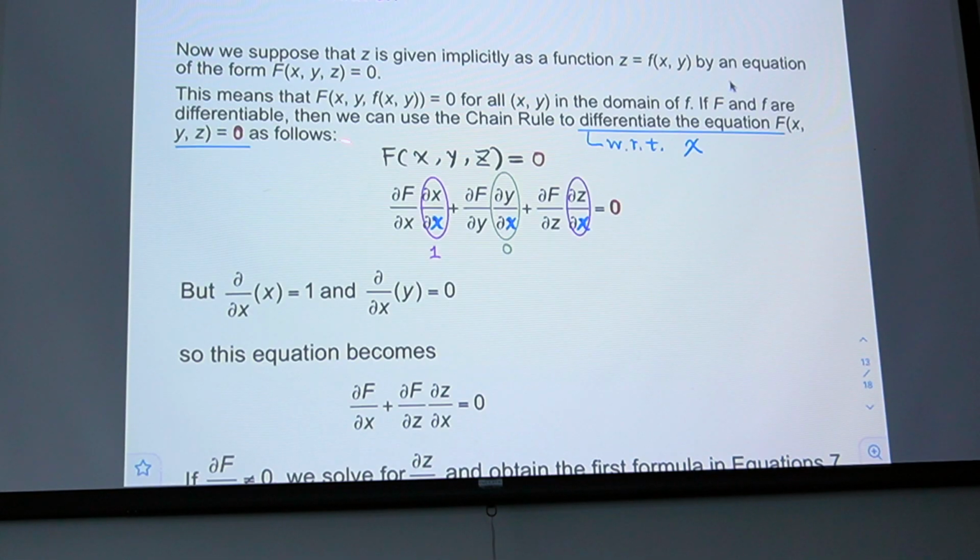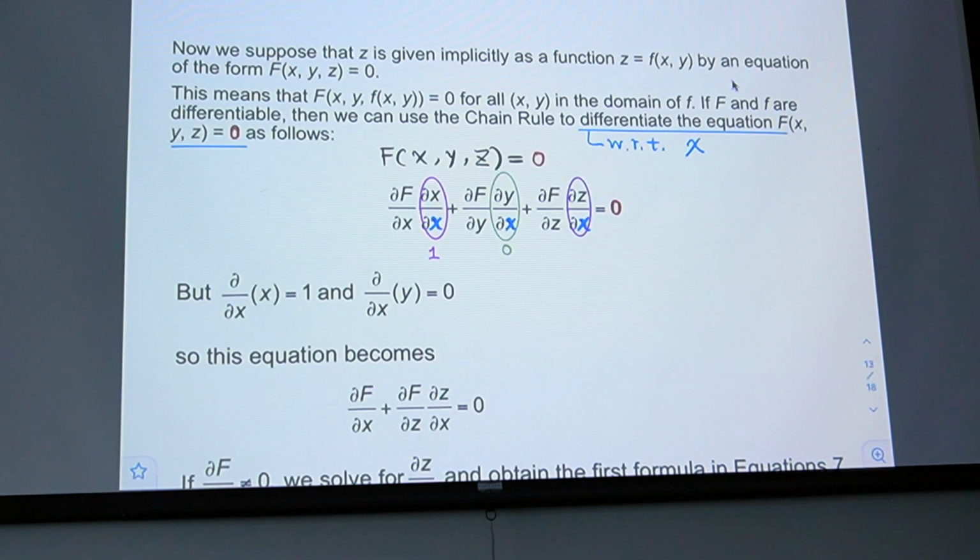Now we suppose that z is given implicitly as a function z equals f of x, y by an equation of the form capital F of x, y, z equals 0. This means that capital F of x, y, and f of x, y is equal to 0 for all x, y in the domain of f. If F and f are differentiable, then we can use the chain rule to differentiate the equation as follows, which is this. Let's go through this together.